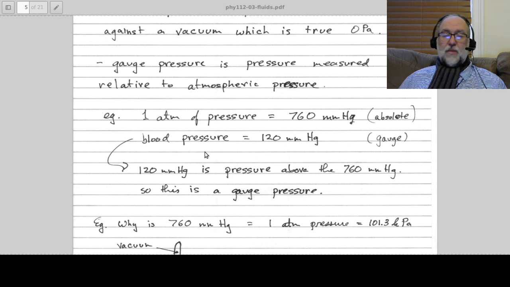All right, and in my problems, I'll be very clear. You'll know when I want something. When I give you a pressure, I've got to tell you whether I am measuring this pressure against the atmosphere or against the vacuum. Again, if you're measuring against the vacuum, it's absolute. And if you're measuring against atmospheric pressure, like the difference from atmospheric pressure, then it's gauge. So that 120 millimeters of mercury, that's the pressure above the 760, so it's gauge pressure.